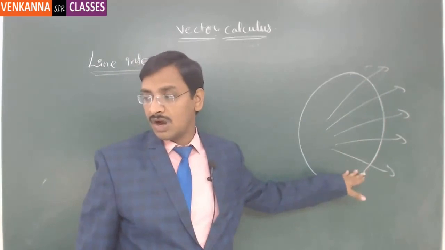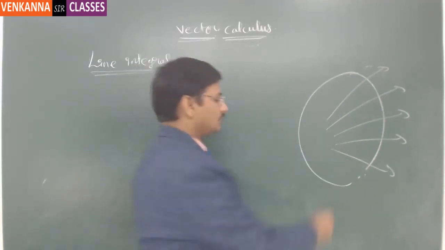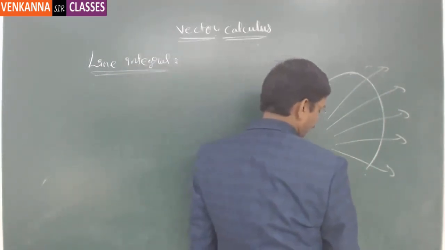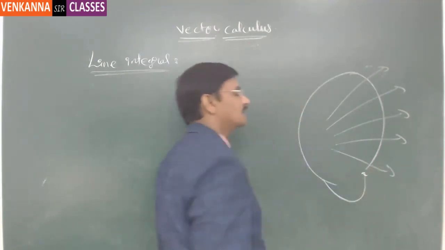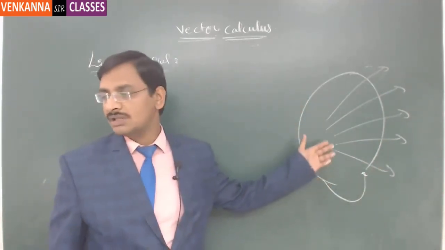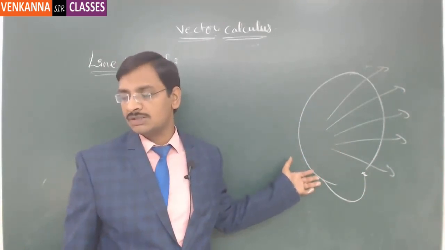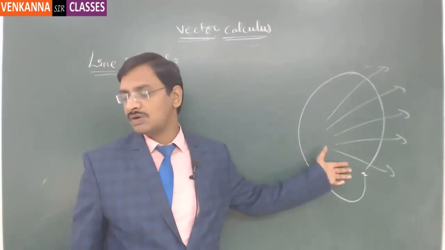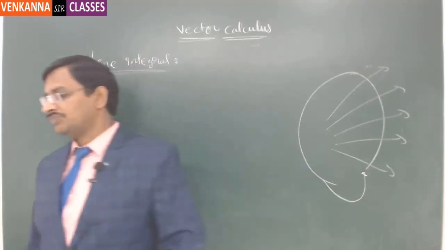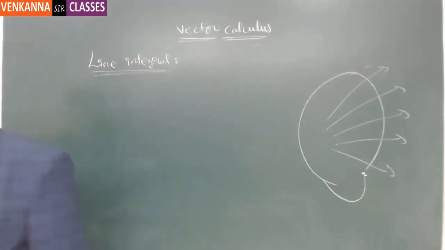Suppose there is a north, see this. Suppose you are moving from here to here, like this. In such cases, the force field in one direction may be more, and in another direction it may be less. So that's why you have to do some additional work to reach back to the same. Got it?